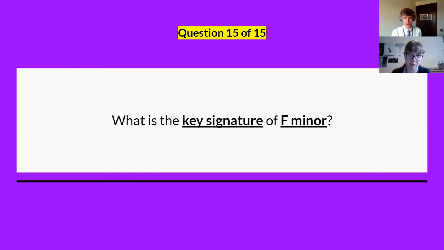And this one is question 16. What is the key signature of F minor? What's the key signature of F minor? Remember, every key signature has both a major key and a minor key. So if you need to, think about what the relative major of F minor is, if you're more familiar with the major key signatures. But you don't need to draw it, you can just write down what we've got and how many there are.